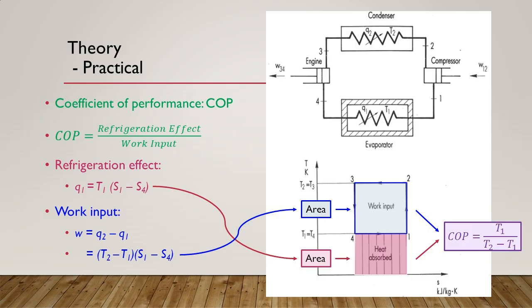The coefficient of performance of a refrigerator, COP, is the ratio of refrigeration effect to the work input of the cycle. The result is compressor suction refrigerant temperature over the increased refrigerant temperature at compressor delivery.